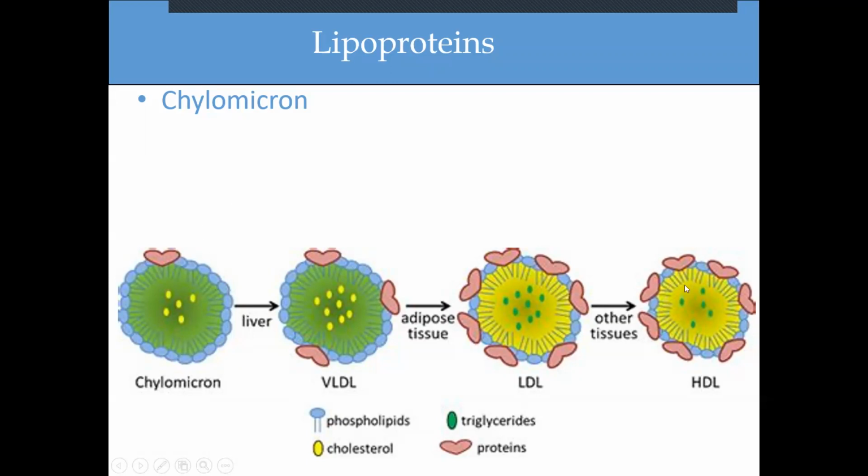Now you can see here that HDL has a lot more cholesterol than chylomicron, which is what makes HDL very, very good at transporting cholesterol, and that's what helps it bring the cholesterol back to the liver. And that's why we want to have HDL in the body, because it's so good at transporting cholesterol that it's not going to get stuck in your blood vessels the way LDL does.